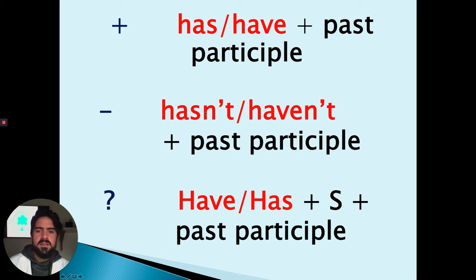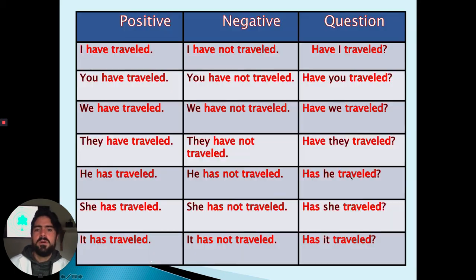If it is a negative sentence, we use has not or hasn't, have not or haven't, and the past participle. And when we are writing a question or when we are asking something, we use have or has, the auxiliary at the beginning, the subject, and the past participle of the verb. Okay, how does it work?